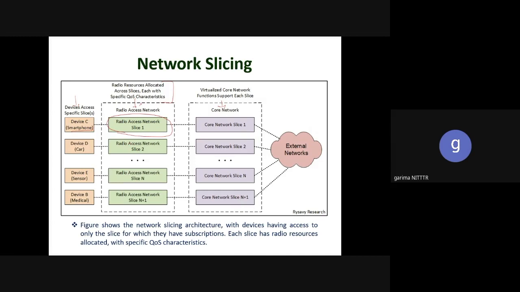These radio access resources are allocated across different slices, and each slice has different specific quality of service characteristics. Suppose you are using your smartphone, your multimedia or a social networking site, so your requirement is different. As per your requirement, your specific quality of service characteristic will be there, which is called radio access network slice 1. That radio access network slice 1 is connected to core network slice 1, and finally it is connected to the external network. So this core network is a virtualized core network function, which is supporting each and every slice in the network. Then second is your car, an autonomous car, or some other features you are using in your car. So you have a different slice, different core network, and finally the external network. Then third is your sensor, fourth is your medical device, and so on.